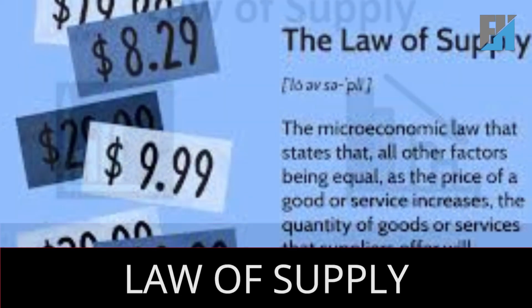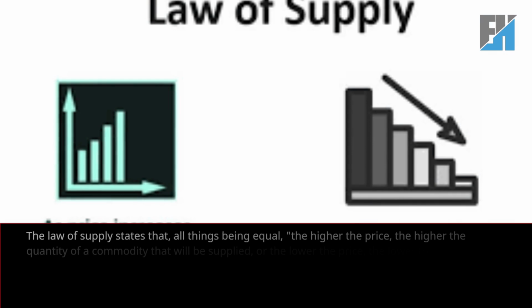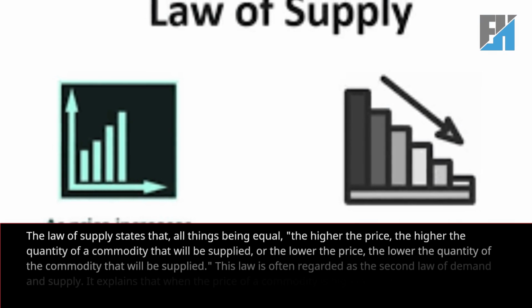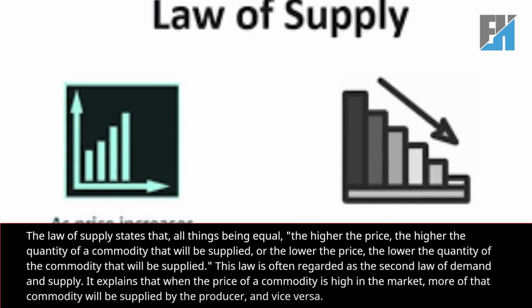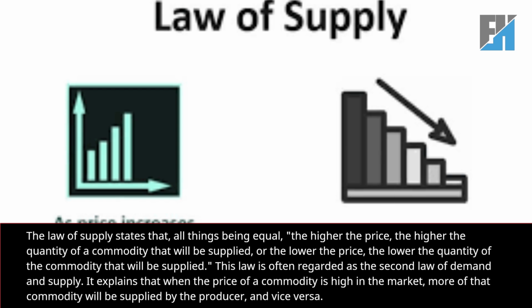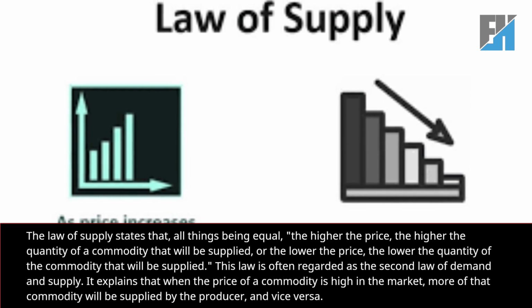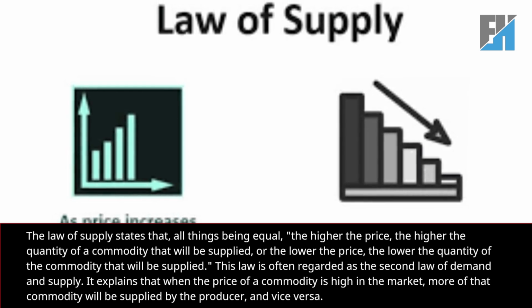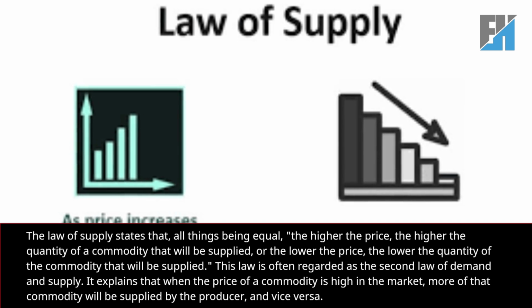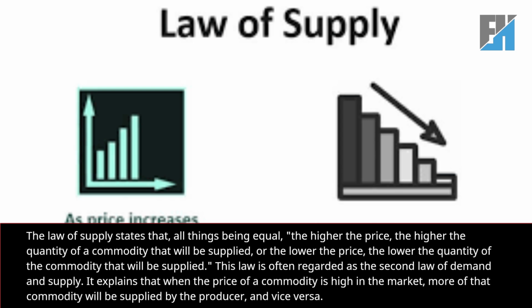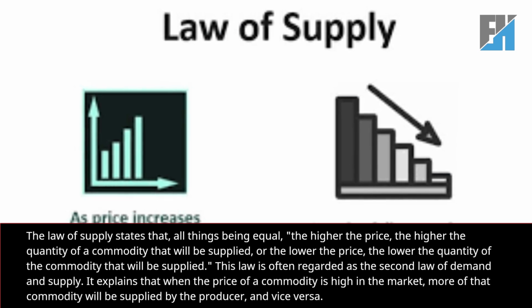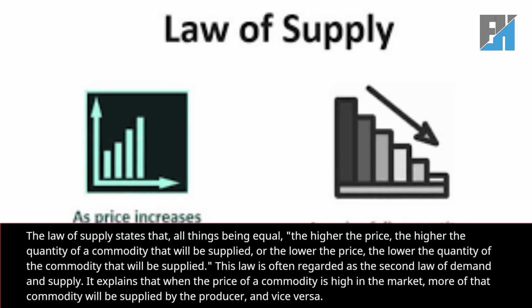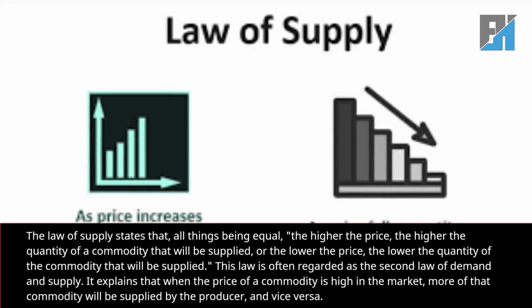Law of supply. The law of supply states that, all things being equal, the higher the price, the higher the quantity of a commodity that will be supplied, or the lower the price, the lower the quantity of the commodity that will be supplied. This law is often regarded as the second law of demand and supply. It explains that when the price of a commodity is high in the market, more of that commodity will be supplied by the producer, and vice versa.